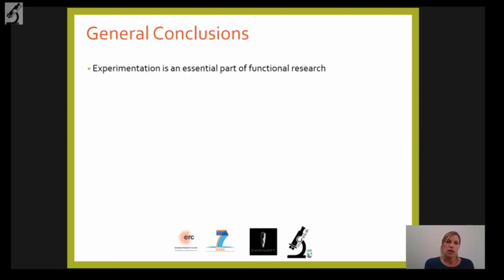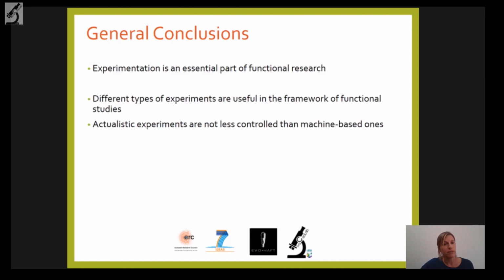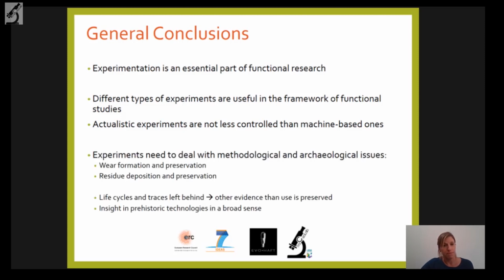This permits some general conclusions. In the first place, experimentation is an essential part of functional research, and different types of experiments are useful in the framework of functional studies. Actualistic experiments are not less controlled than machine-based experiments, and both are complementary.